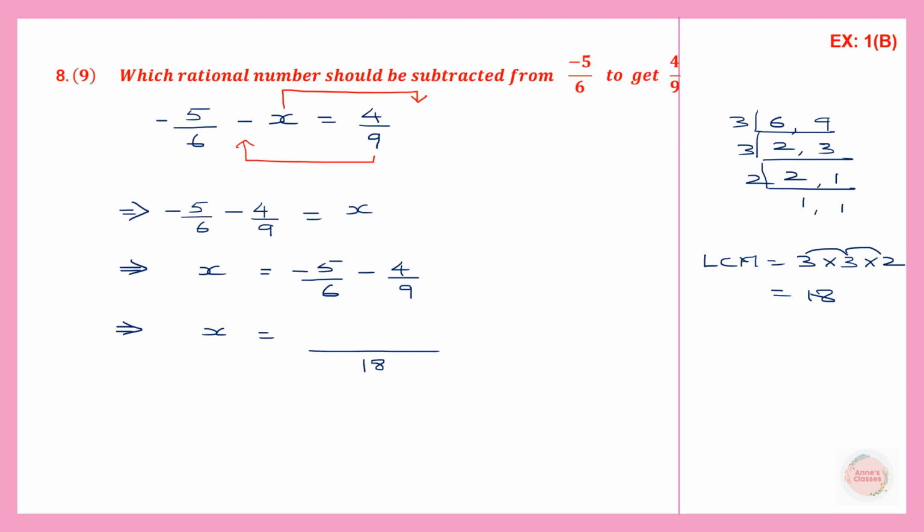Like I said, there are different ways of doing this. So let's do this carefully. So let's use this method which is normally being taught in all schools. 6 3s are 18. So minus 5 into 3 is minus 15. 9 2s are 18. So 4 into 2 is 8. So here what do we have? X is equal to minus 15 minus 8. Signs are the same. Put the same sign and add. 15 plus 8 is 23. So we have 23 by 18. Minus 23 by 18 is our answer.